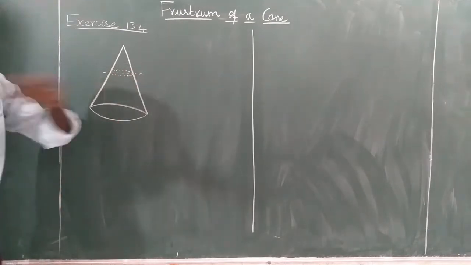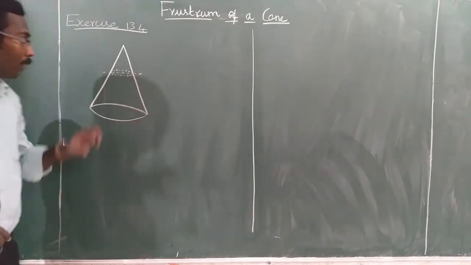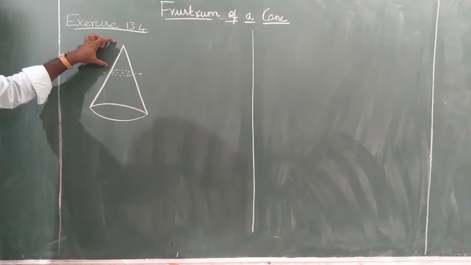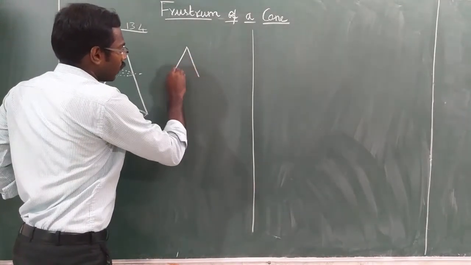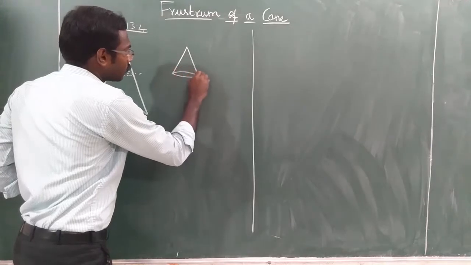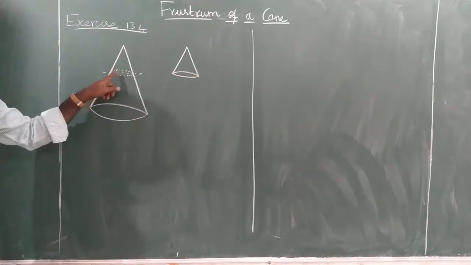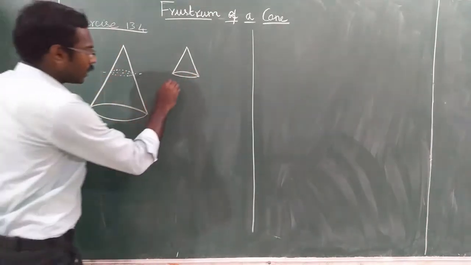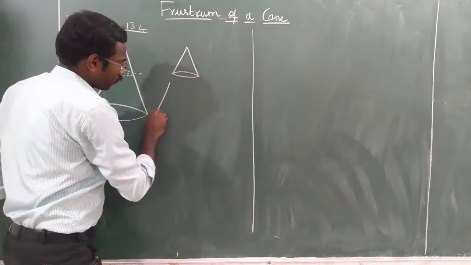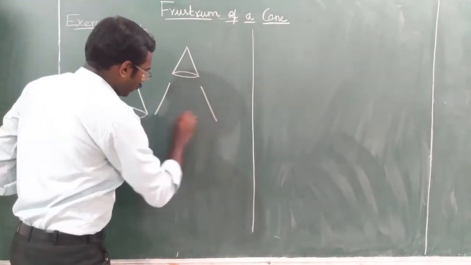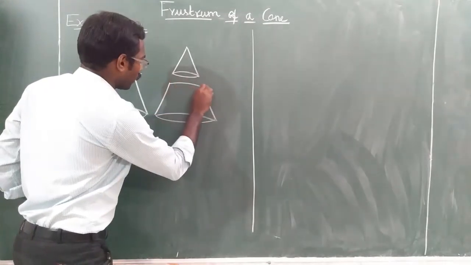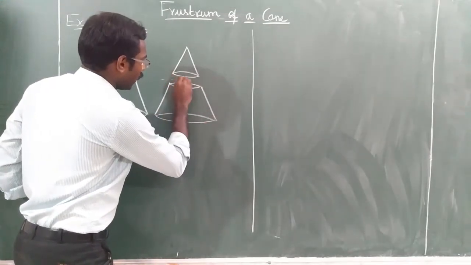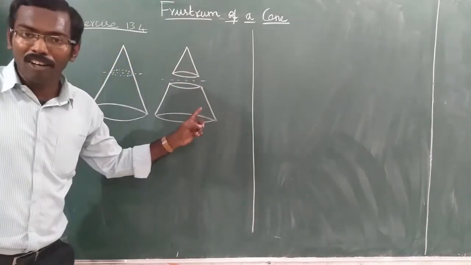If you cut the cone, what will happen? In the top, you will get a small cone. After the cut, you will get a small cone on the top, and in the bottom, you will get a structure like this. Understood or not? Is it clear? Are you all following me?